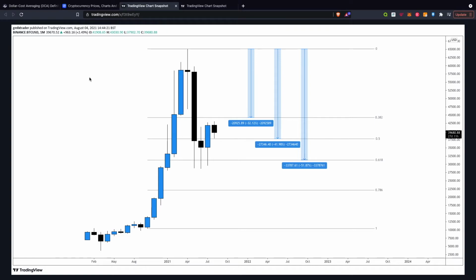So as you guys can see, I have jumped onto the Bitcoin monthly time frame. Another thing as well, if you do want to buy the dips, it is best to do it on a higher time frame, just because on hourly it is very volatile, same with the other lower time frames as well.